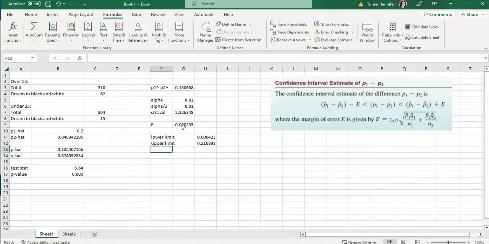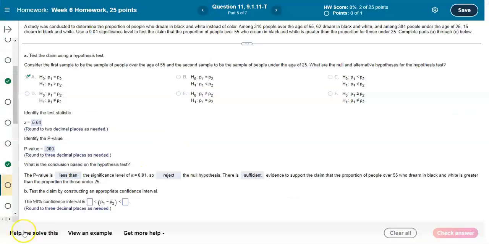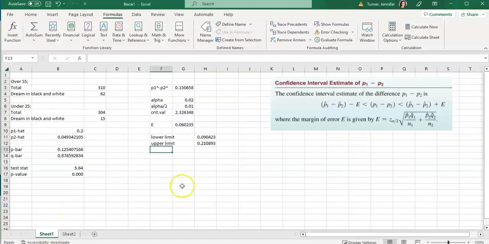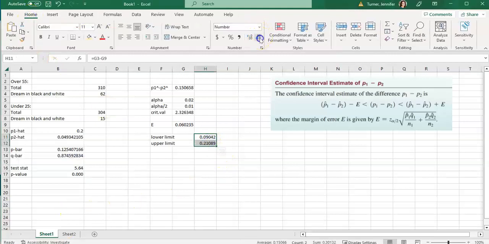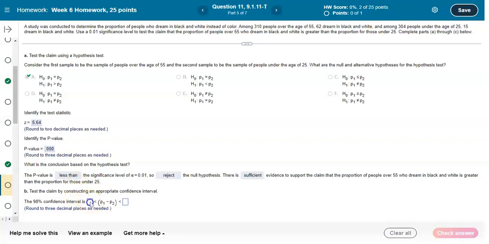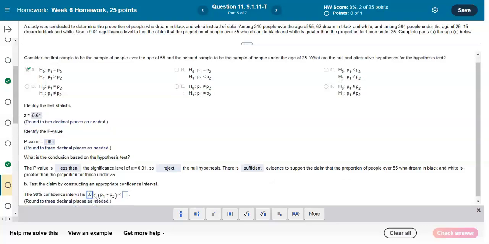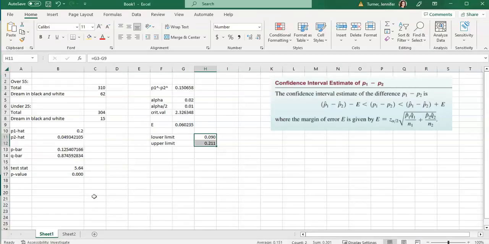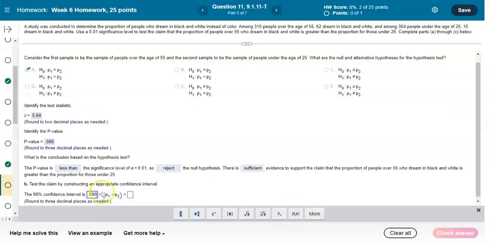Enter. Going back to the question, this said to round to 3 decimal places. So if I highlight these two guys and go to home, and this button, I can take this to 3 decimal places. So the lower limit is 0.090, and the upper limit is 0.211.